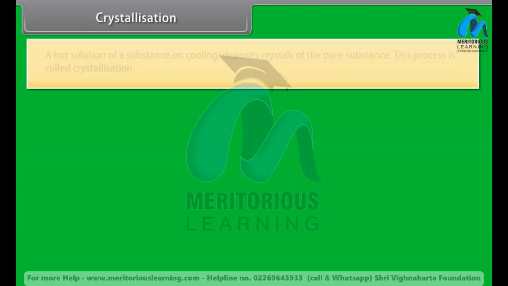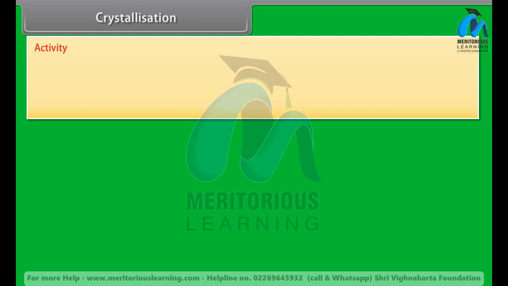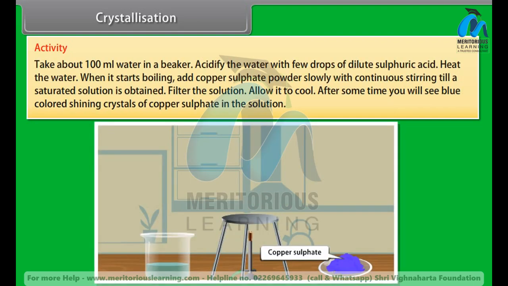Crystallization: a hot solution of a substance on cooling deposits crystals of the pure substance. This process is called crystallization. Activity: take about 100 milliliter water in a beaker. Acidify the water with few drops of dilute sulfuric acid.